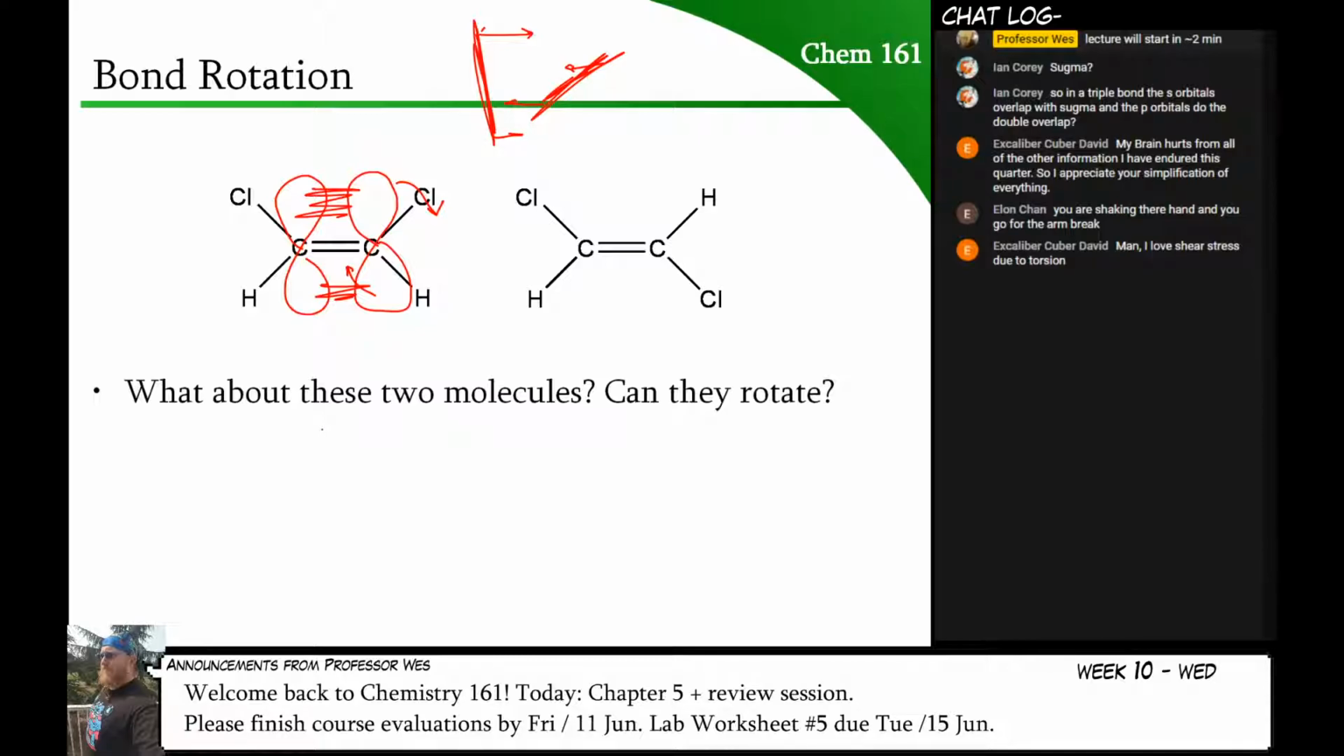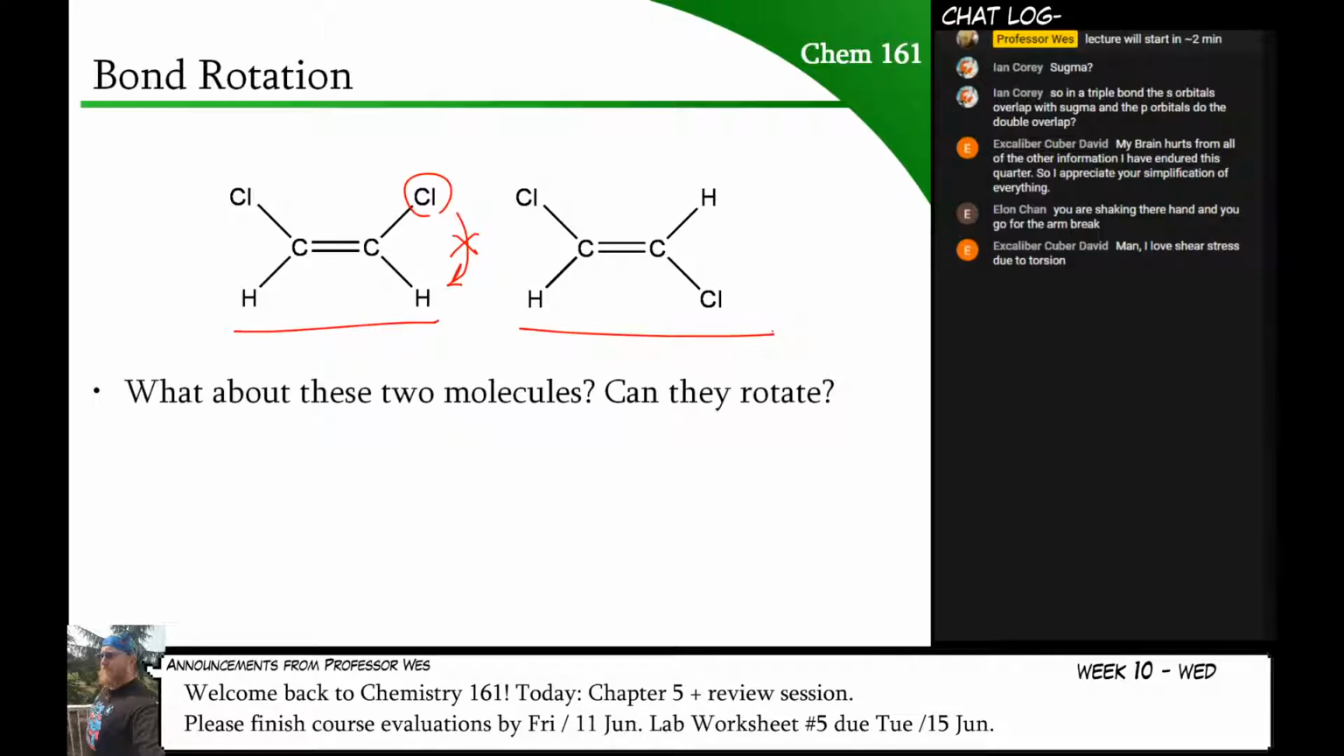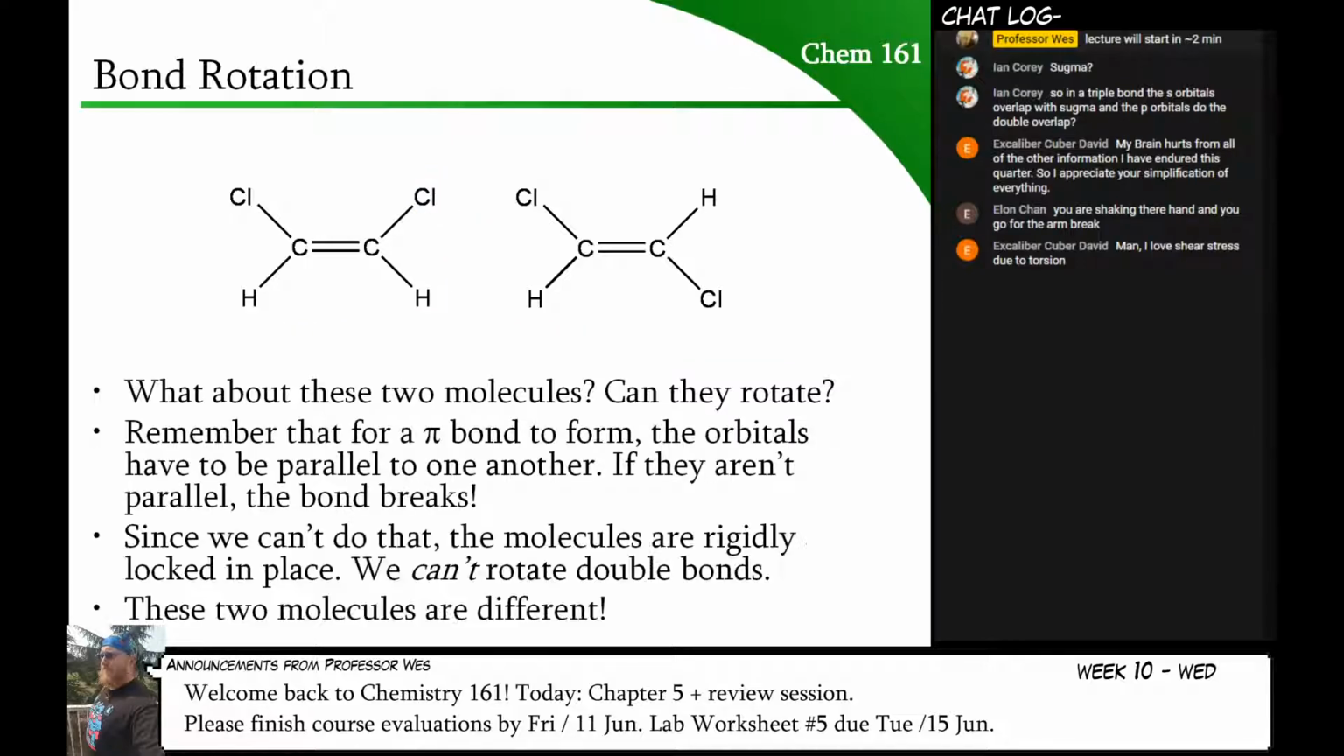And since molecules want to stay in the orientation that has the lowest energy, which is in the bonding orientation, making a double bond locks the molecule's configuration in place in terms of where atoms are. So this does not have the ability to swap places with this one. So if I have this molecule and this molecule, they are unique. Even though they have the same formula, they have different geometry.